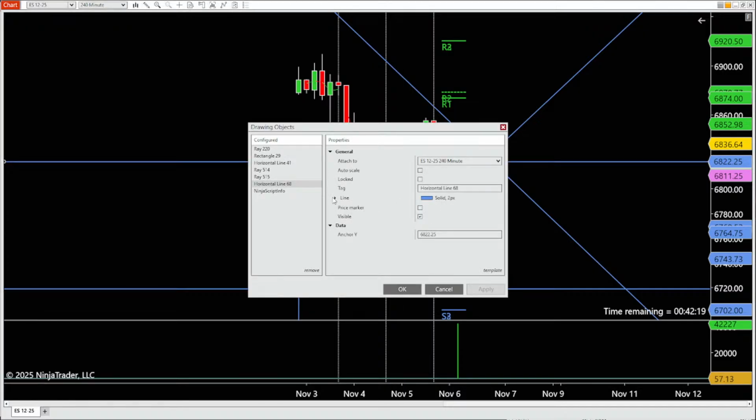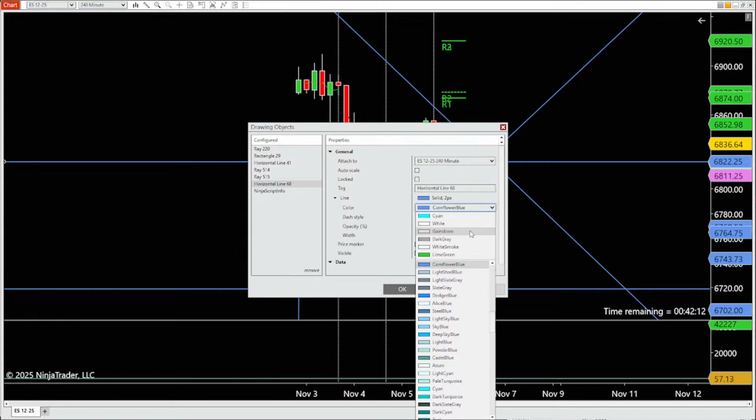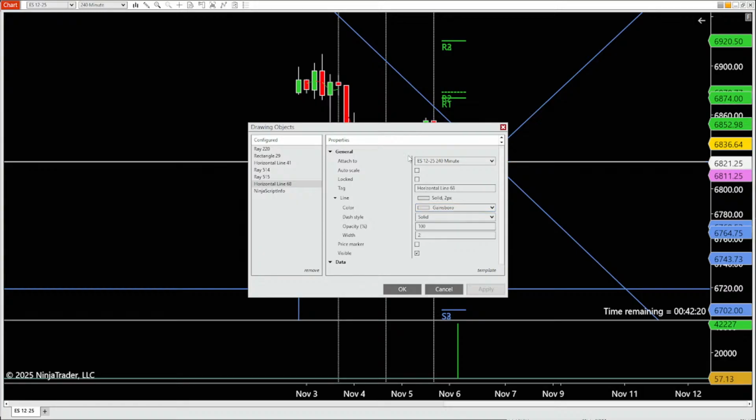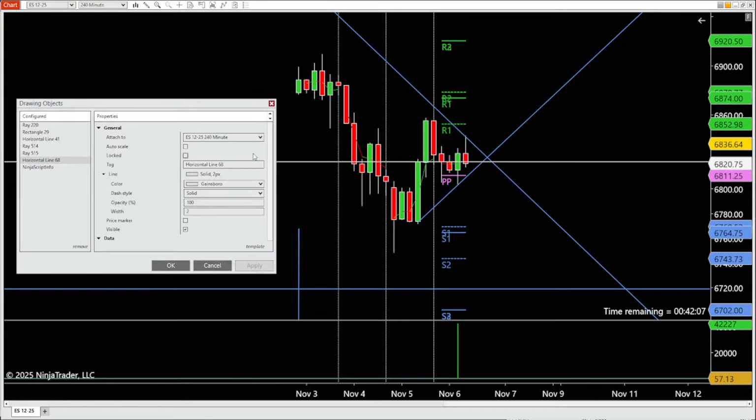I'm gonna change it because I don't want it to take up too much of the screen. Ah, that's bright. Make it 1. Okay. And instead of solid, I can make it like a dash or something. All right, there we go.